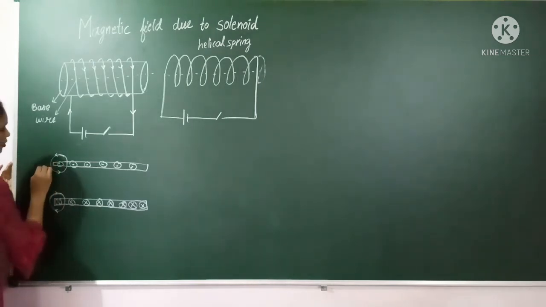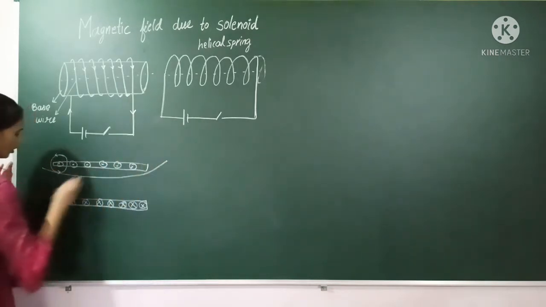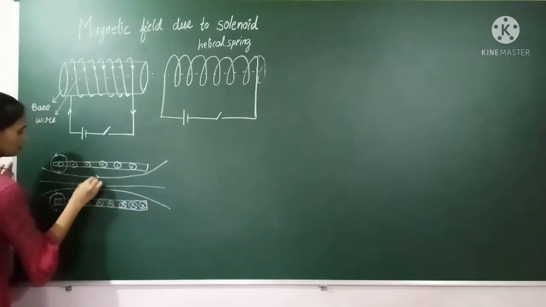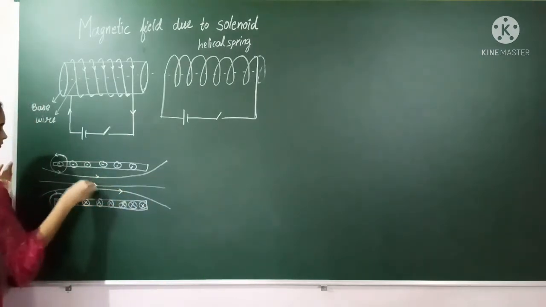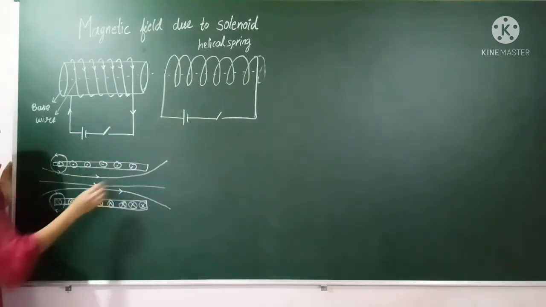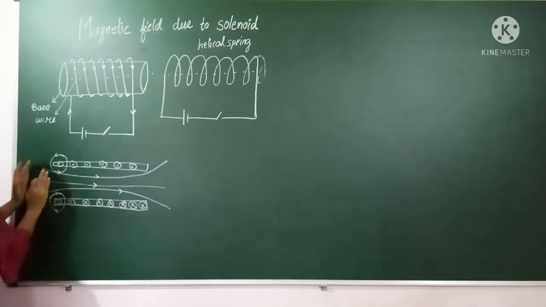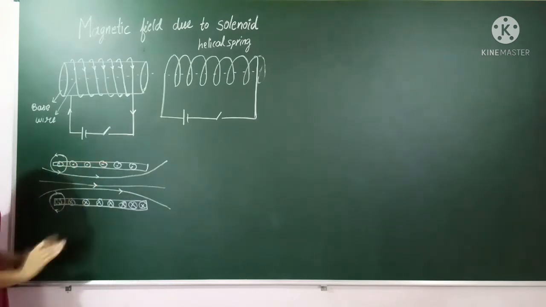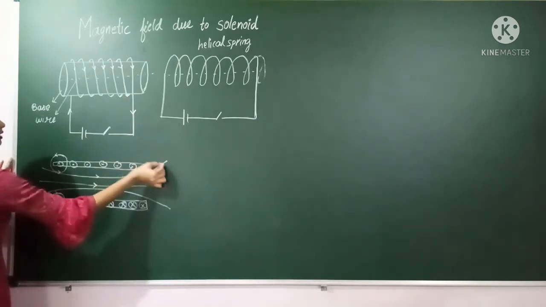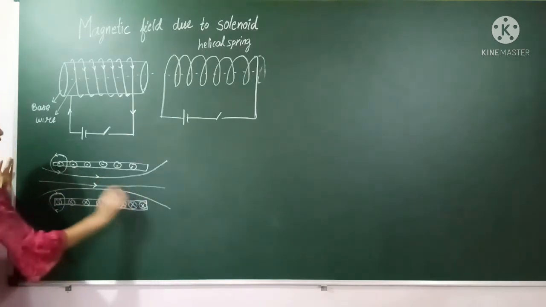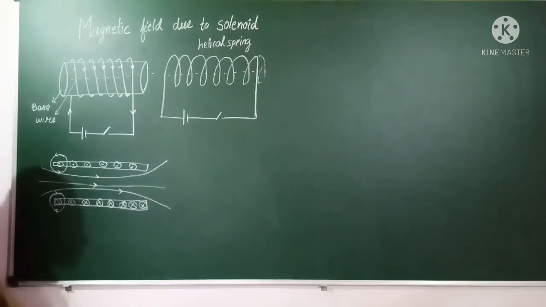Now if you draw the magnetic field inside this solenoid, it will be like this. This is the direction of the magnetic field, meaning in this direction the magnetic field will be present. One side will appear like a north pole and the other side like a south pole. They will complete the loop like this. So this is the direction of the magnetic field.